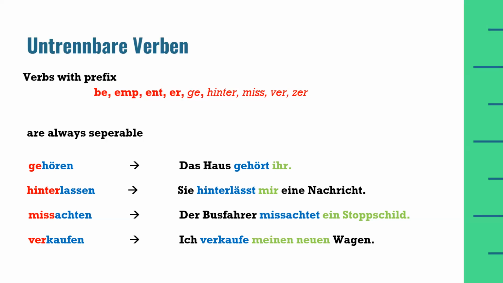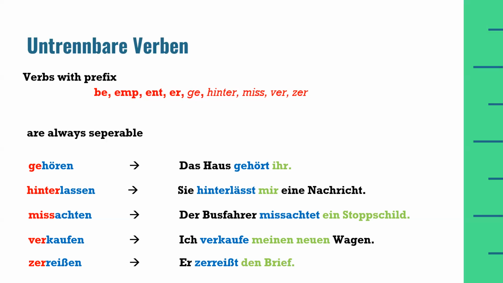Verkaufen, to sell. Ich verkaufe meinen neuen Wagen. I sell my new van or vehicle. Again, ver is a prefix, and whenever ver is used as a prefix with a normal verb, it will not be a separable verb, so we have to conjugate it according to the subject of the sentence and put it at the second position of the sentence. So, ich verkaufe meinen neuen Wagen.